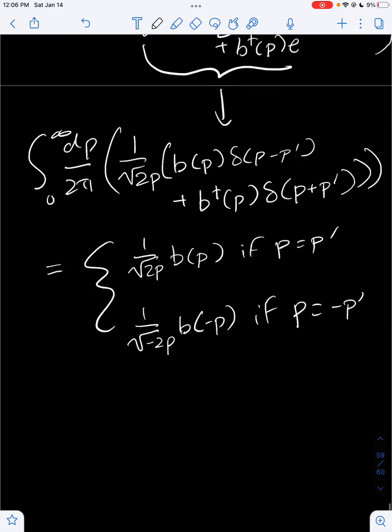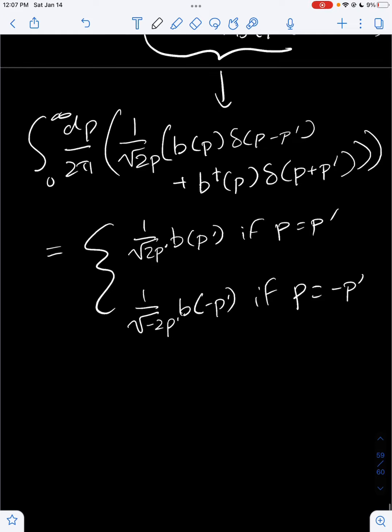So I should really technically say, I should really call this p prime, right? I should really call this p prime as well. So if we take p prime to be positive, we're basically saying that if our momentum is positive, here is our answer. If our momentum is negative, then here is our answer.